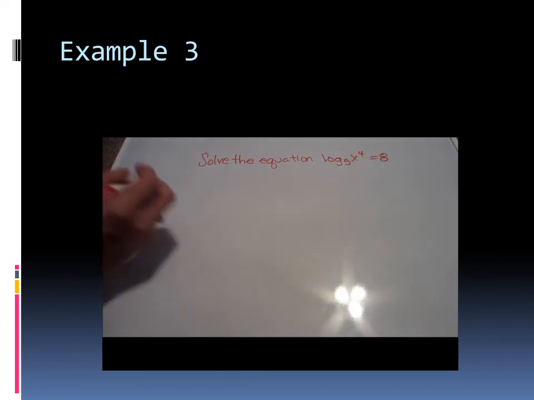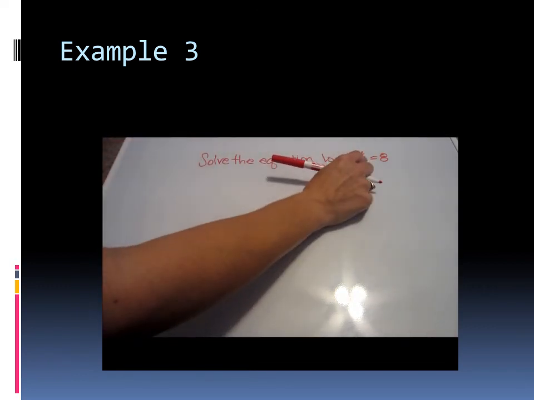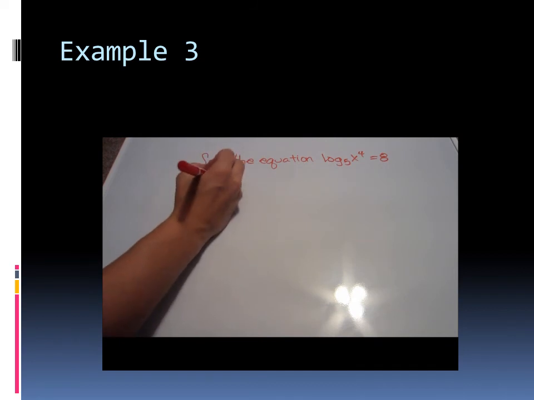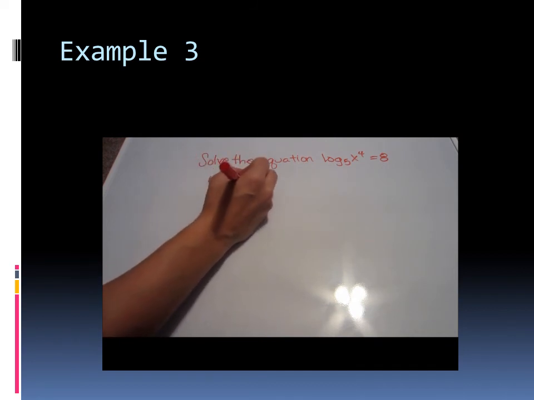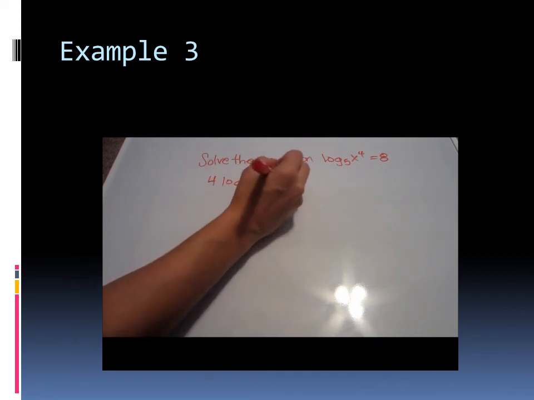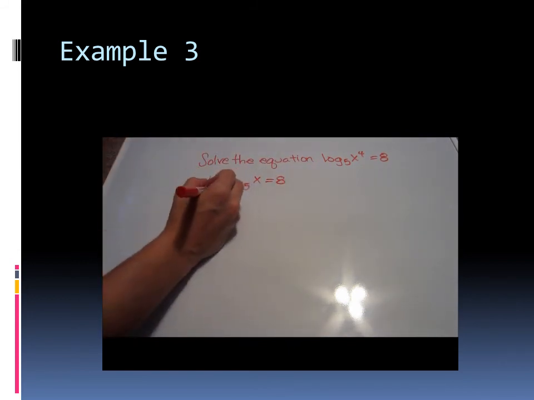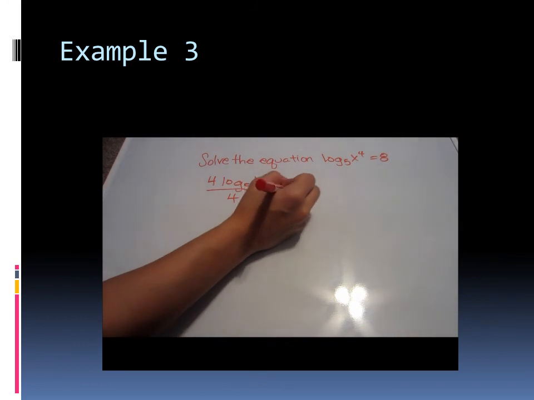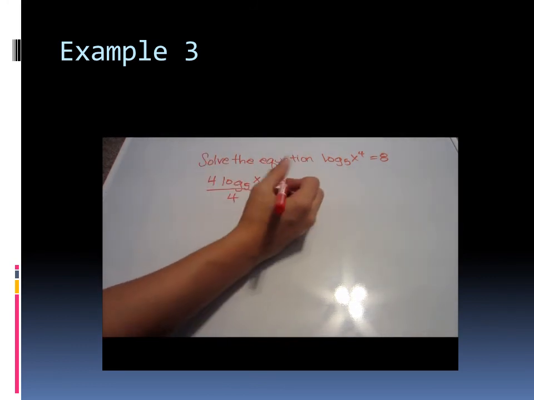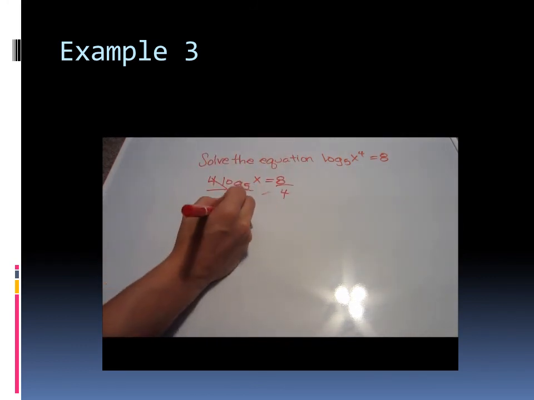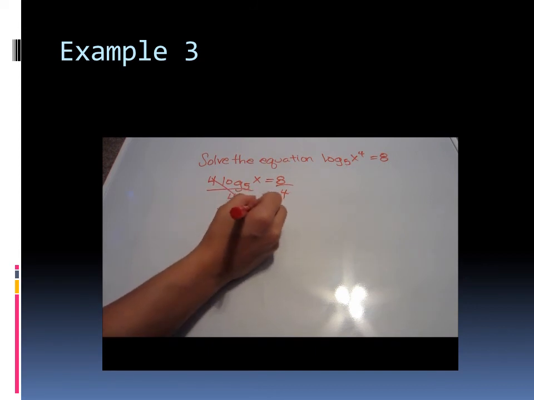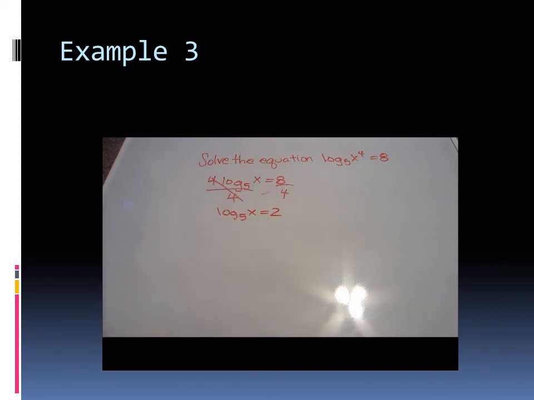For this example, log base 5 of x to the 4th equals 8, we're using the power rule. So we're going to bring the 4 into the front of the equation. So 4 log base 5 of x is equal to 8. We can divide both sides by 4 to get log base 5 of x equal to 2.